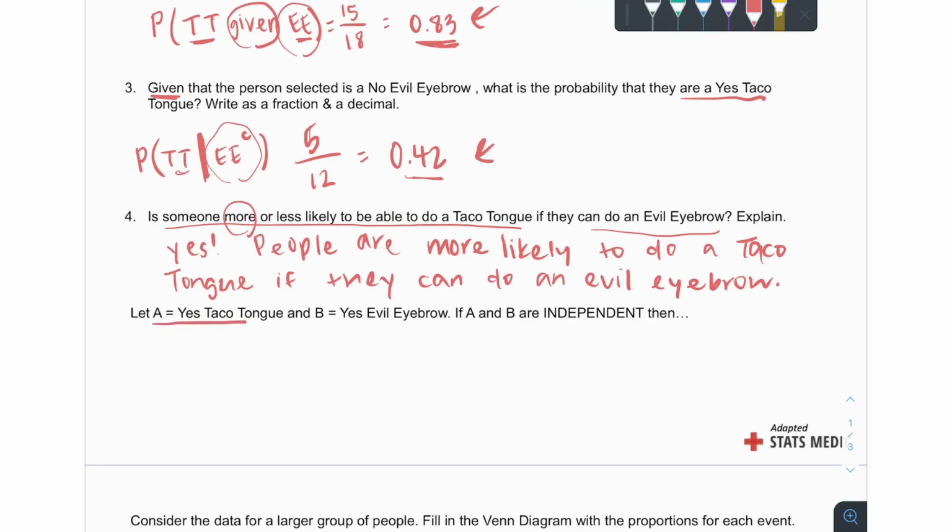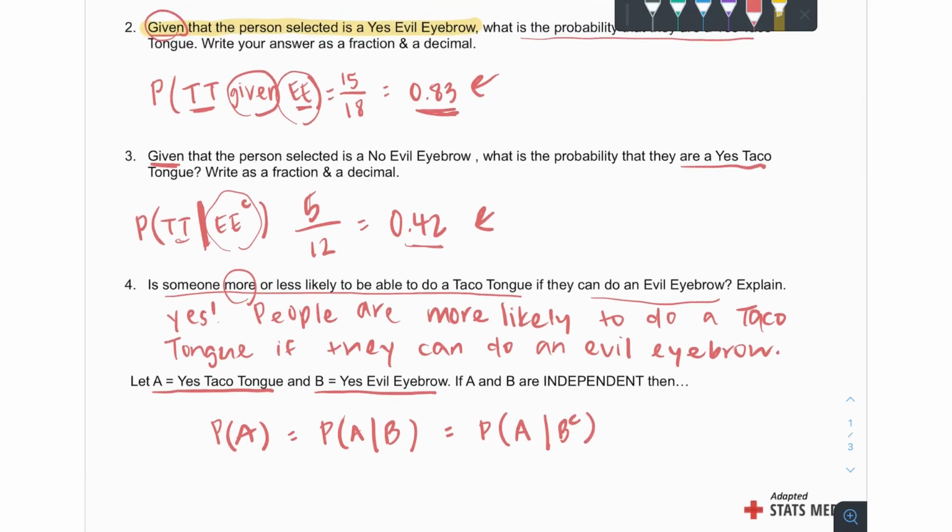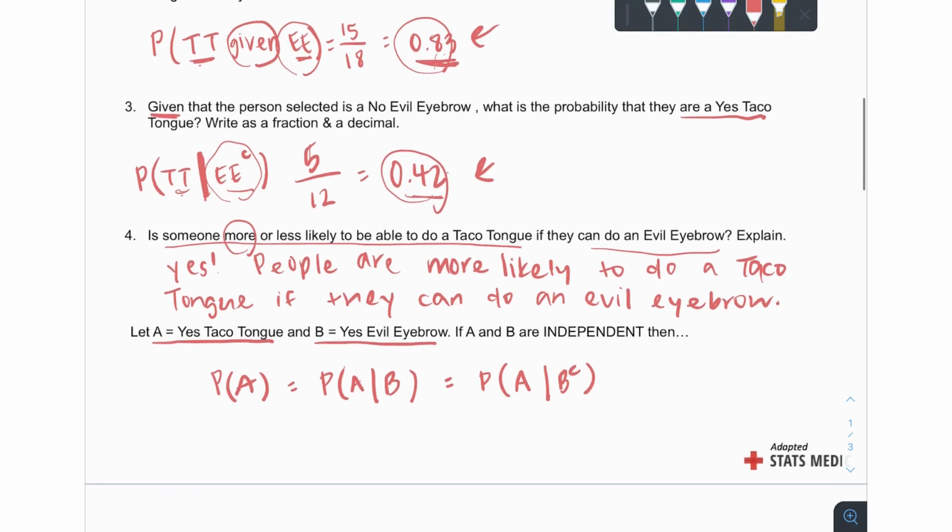So if A equals yes, someone can do a taco tongue, and B is yes, they can do an evil eyebrow, A and B are independent means that the probability of A equals probability of A given B, which should also equal the probability of A given not B. All of those would be the same. So we can kind of see that here. Taco tongue given evil eyebrow was this. Taco tongue given not evil eyebrow was this. Those are not equal, so they are not independent.